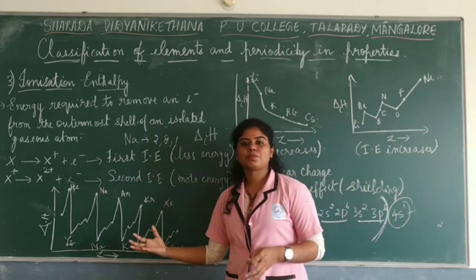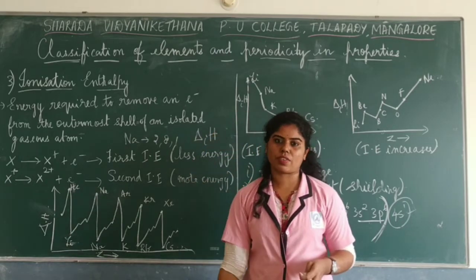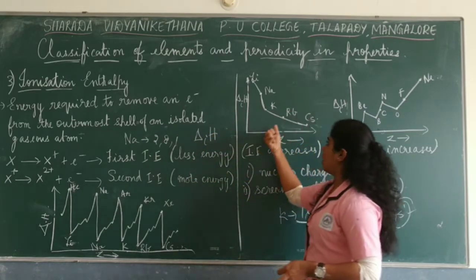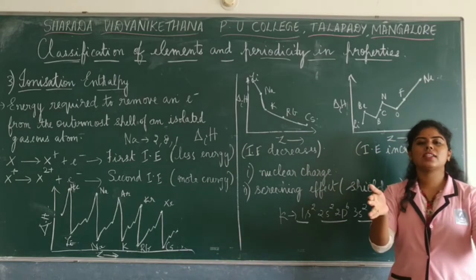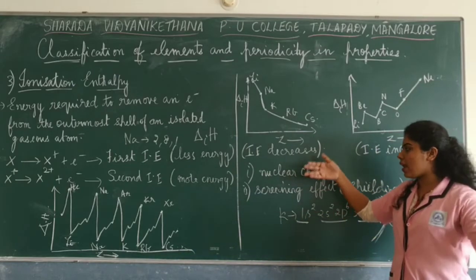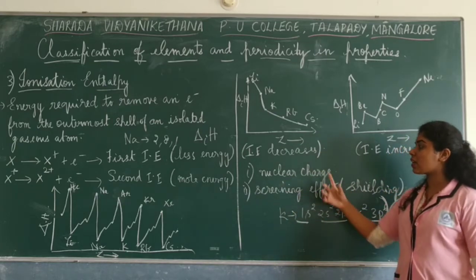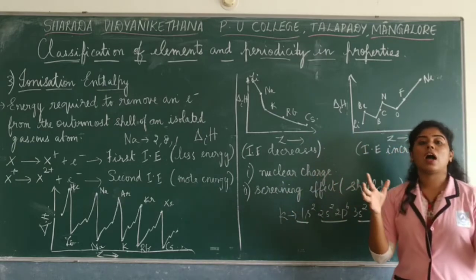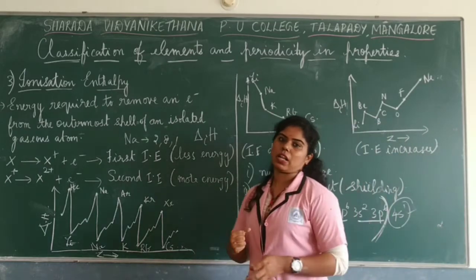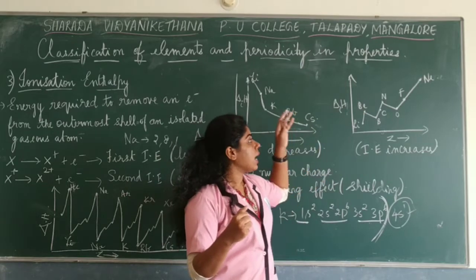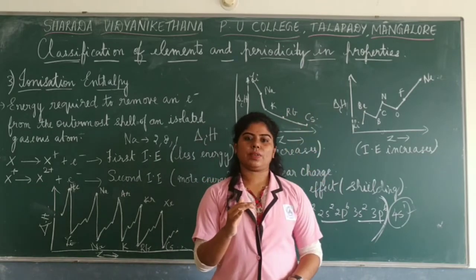Hope this is clear. So ionization enthalpy is the energy required to remove an electron from the outermost shell. Down the group you require less energy because the valence electrons are being added in a different valence shell. The valence shell increases, and also there is screening effect. Whereas along the period there is high nuclear charge and it is difficult to remove an electron from the outermost shell. So ionization enthalpy increases, then you require more energy. Here it is less energy.